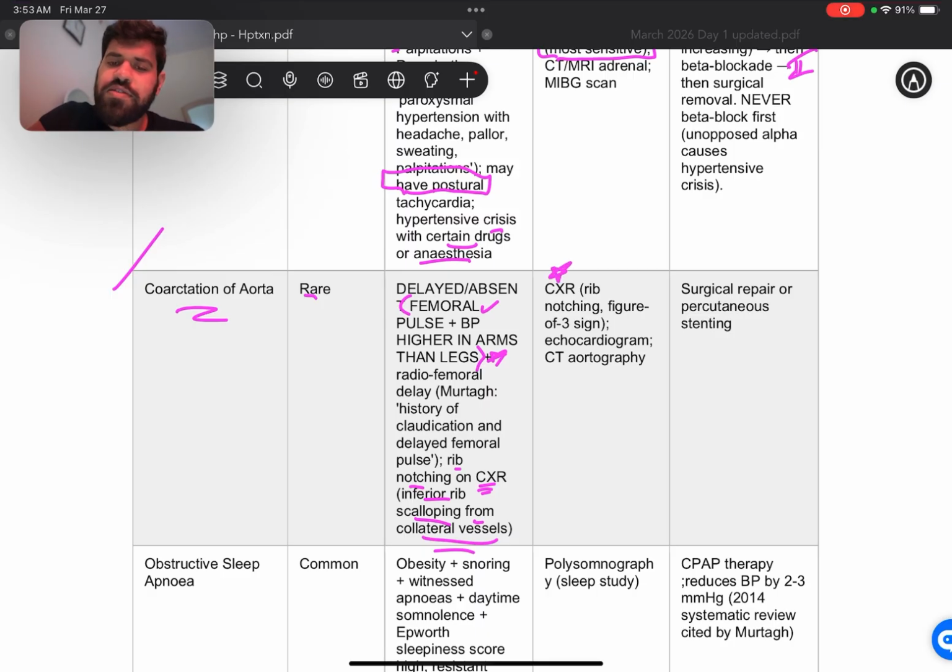Then on chest X-ray, it's the best one, is that we'll have rib notching and figure of 3 sign. And obviously definitive is going to be echocardiogram and CT arteriography. Then the definitive treatment for coarctation of aorta is surgical repair or percutaneous stenting.